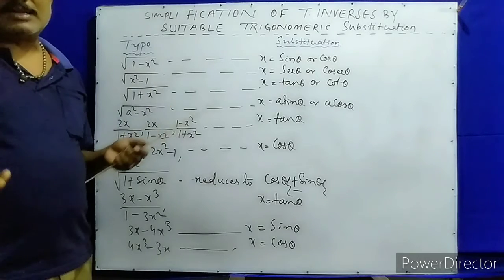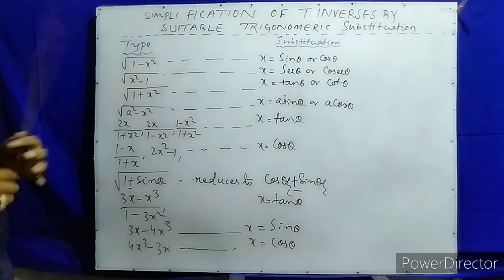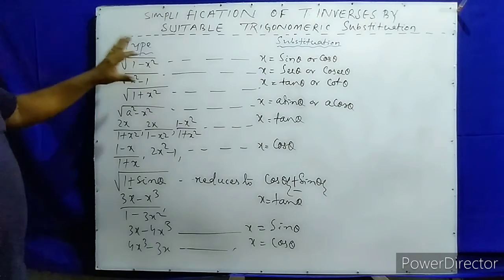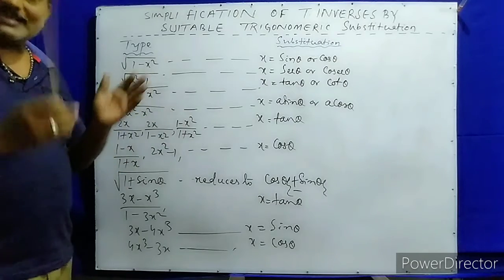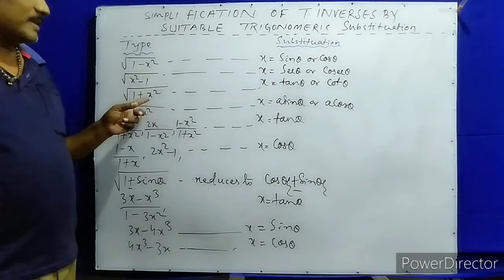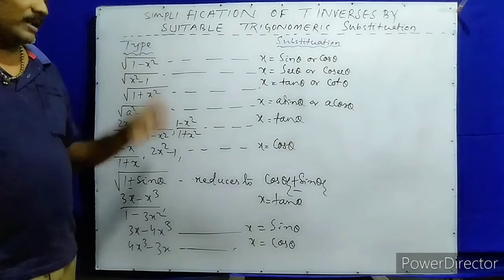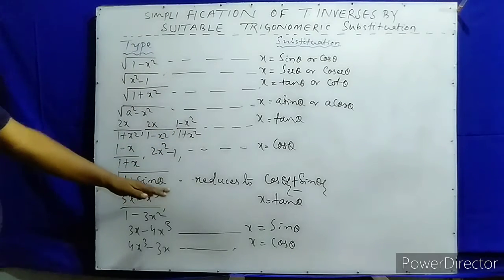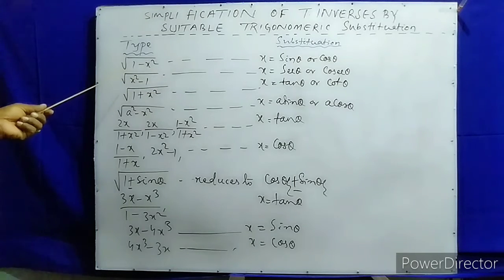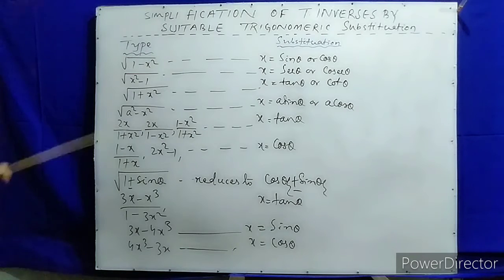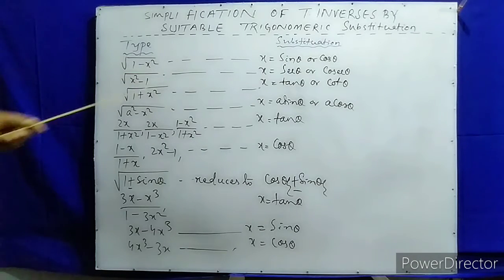So why do we take the trigonometry substitution instead of this x? Because after putting the trigonometric values, the whole function becomes very simple. For simplification, for integration, for derivative, all these are very important. Here the types and substitutions are given. Here root over 1 minus x square, this is the type. If it is given in this form, then you take x equal to sin theta or cos theta. If it is x square minus 1, then you take x equal to sec theta or cosec theta.